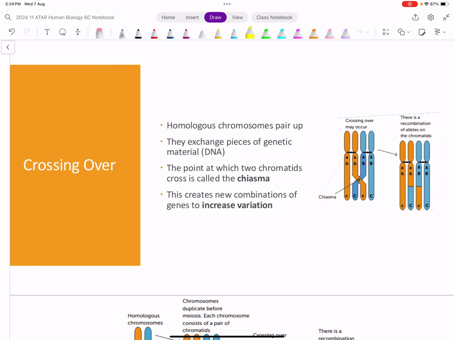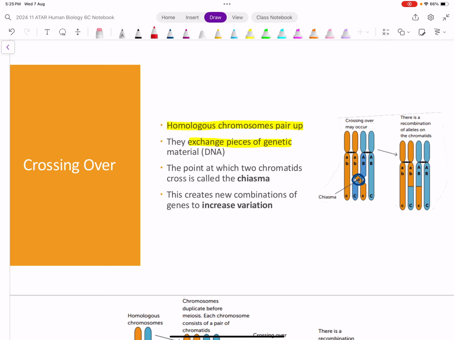When we talk about crossing over, we already know that our homologous chromosomes are paired up in prophase 1. What we haven't discussed, however, is that they exchange small pieces of genetic material with other chromosomes. We can see this quite clearly in our diagram here, where we have this crossing over between our orange and our blue chromatids.